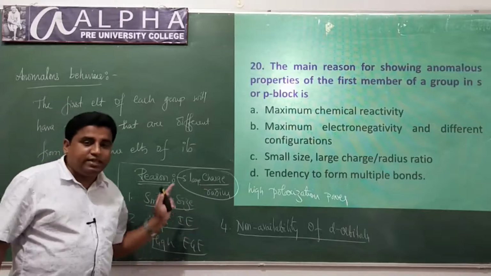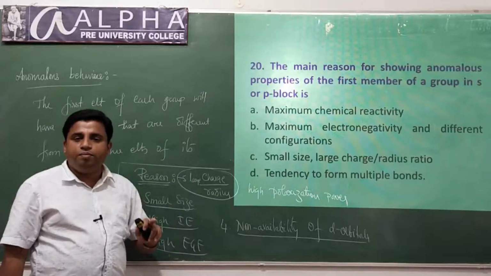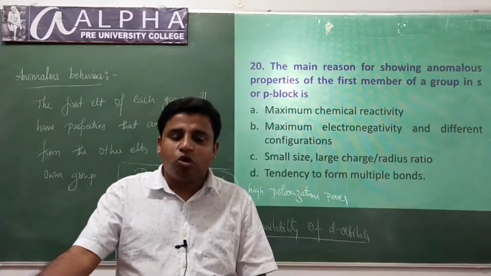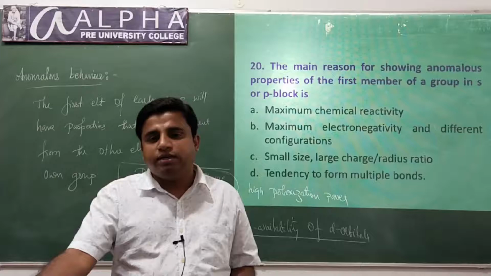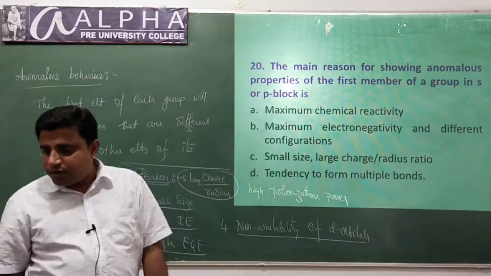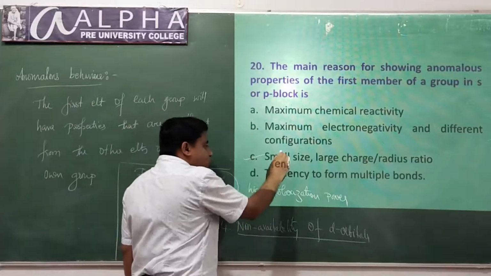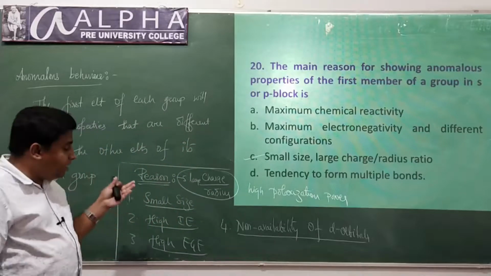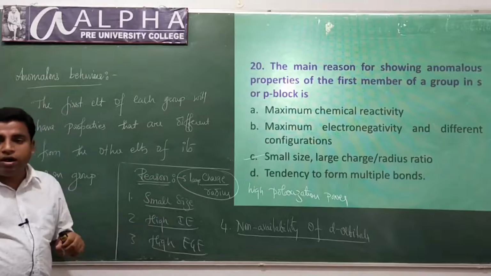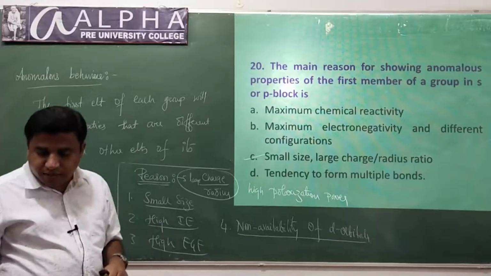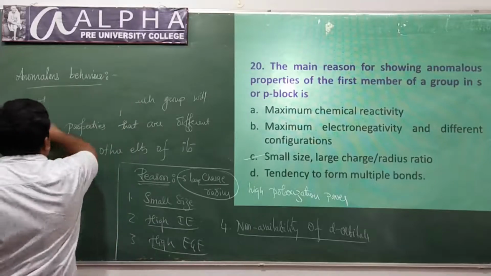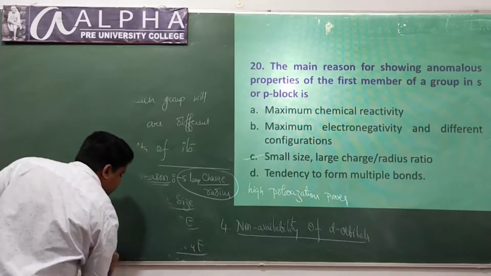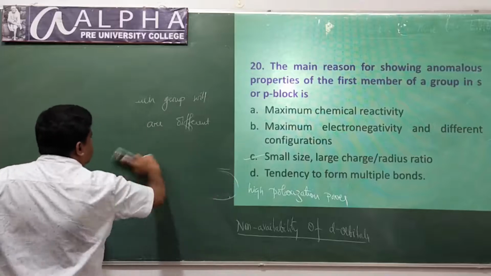Because of all these reasons, the first element of S block or P block will have different properties, and that is called anomalous behavior. Hence, what is the correct answer? Yes, it's option C: small size, large polarizing power, high ionization enthalpy, high electron gain enthalpy, and non-availability of d orbitals. Yes, correct. We shall move on to the next question.